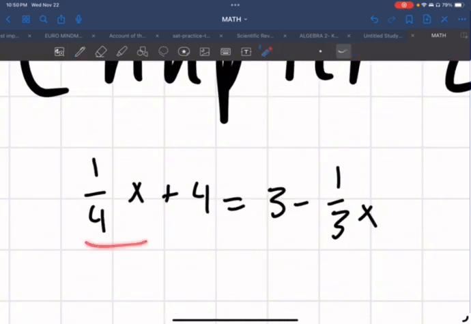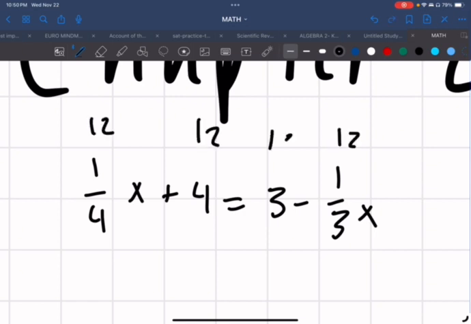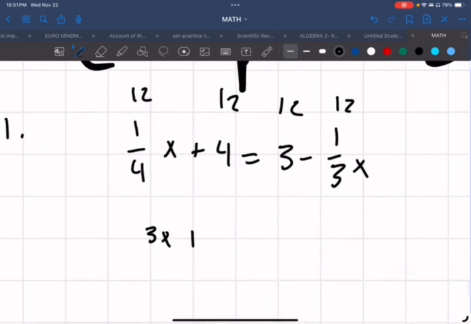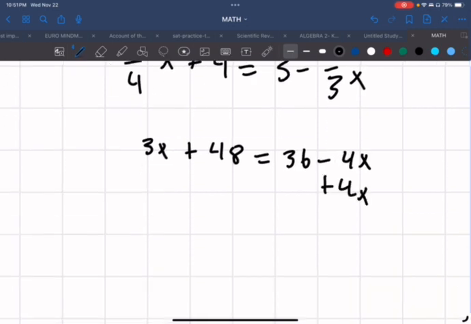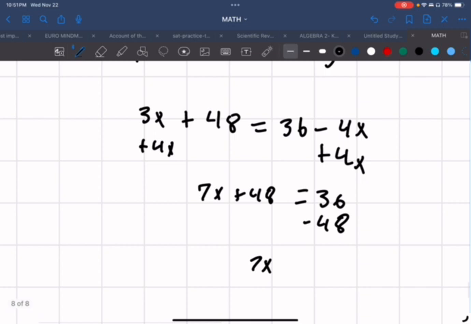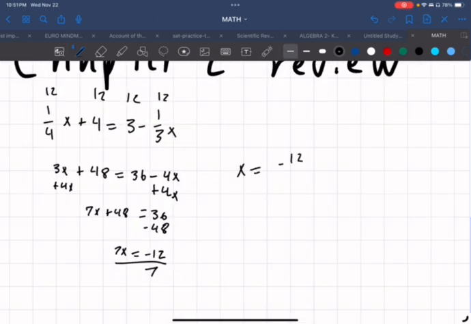Okay, so we already know that there's a 4 and a 3, so that means that we can use the number 12. So we use 12. We have to use it for everything. So by multiplying this all by 12, we get 12 divided by 4 is 3x, plus 12 times 4 is 48, equals 36 minus 4x. X equals negative 12 sevenths.